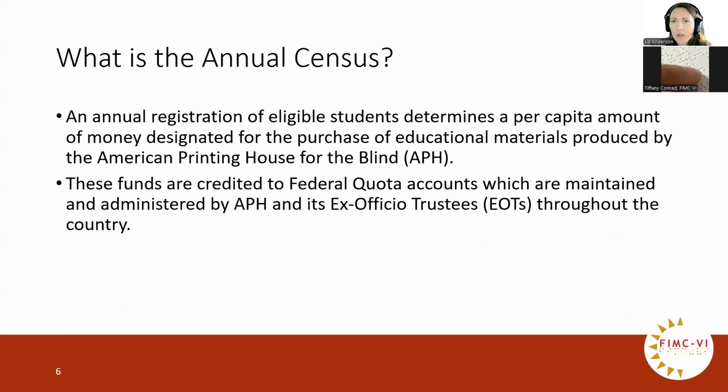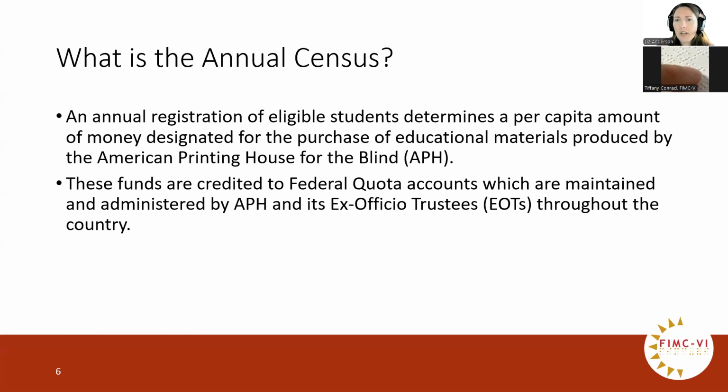Okay, so let's start with a very high level definition of what is the annual census. So annual census is an annual, or every year, registration of eligible students that determines a per capita amount of money designated for the purchase of educational materials produced by the American Printing House for the Blind, or APH.